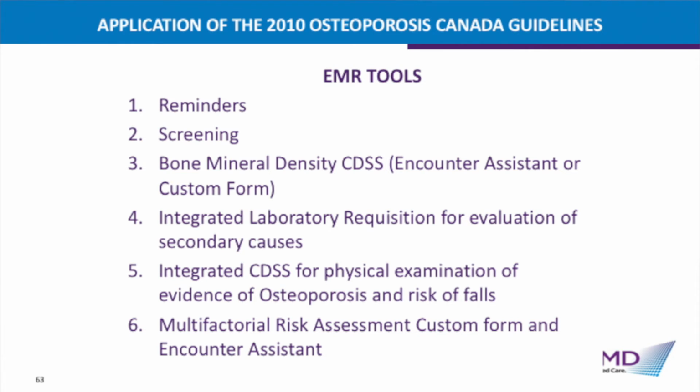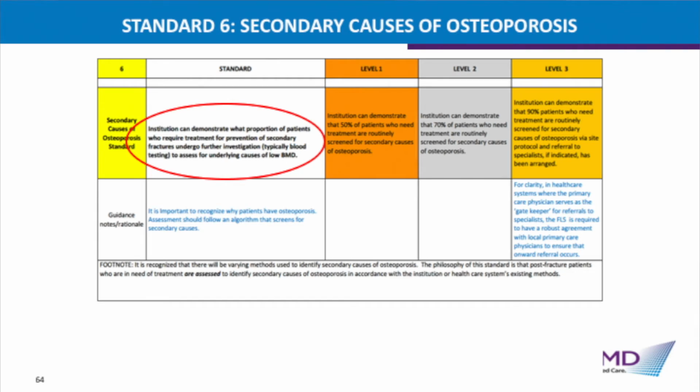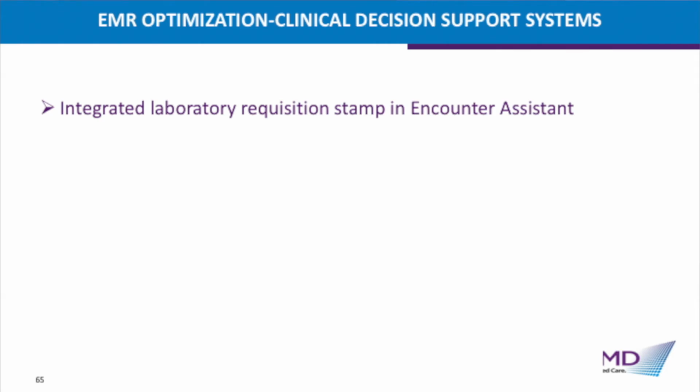So this is all the EMR tools. Basically that speaks of the 2010 Canada guideline. And then secondary causes for osteoporosis, we saw that we have an automated populated requisition based on whether the patient has a vertebral fracture, yes or no. The difference between those two requisitions is the protein electrophoresis for those that have sustained a vertebral fracture. So we have that one.